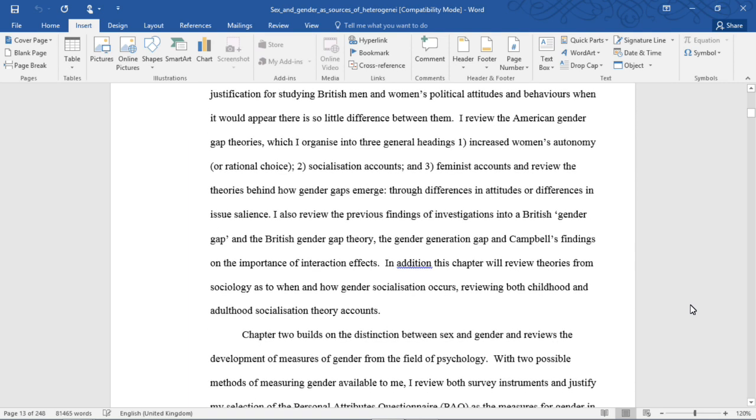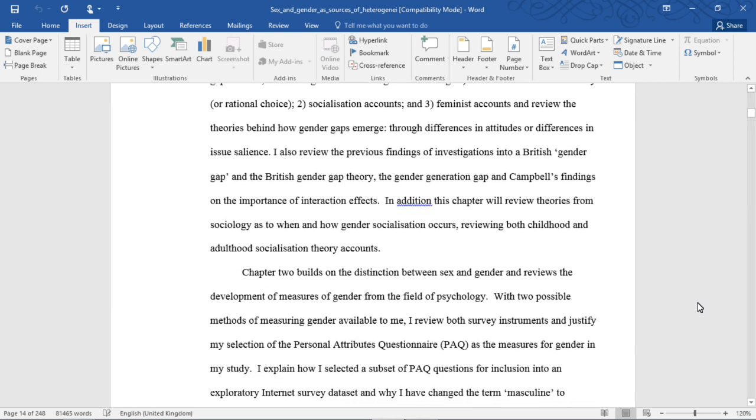I review the American gender gap theories, which I organize into 3 general headings: 1, increased women's autonomy or rational choice; 2, socialization accounts; and 3, feminist accounts, and review the theories behind how the gender gaps emerge, through differences in attitudes or differences in issue salience. I also review the previous findings of investigations into a British gender gap and the British gender gap theory, the gender generation gap, and Campbell's findings on the importance of interaction effects.